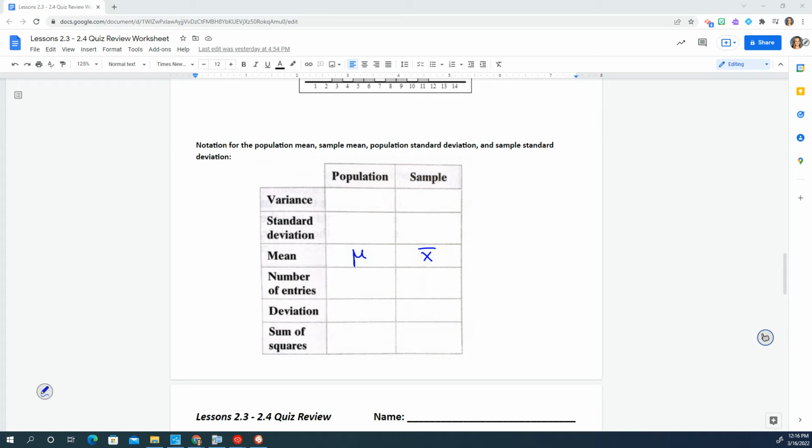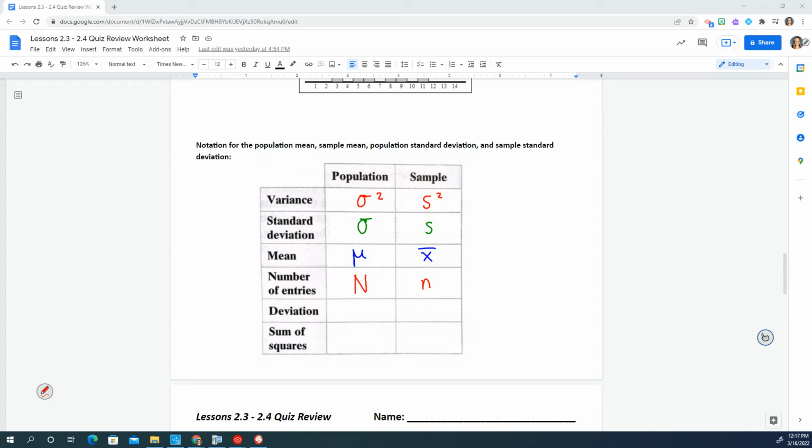Okay, standard deviation for a population is the one that looks like a little hat. And for a sample, that's s. That one's pretty easy to remember because sample starts with s. To finish filling this chart, the variance is the standard deviation squared. Normally we think of it as standard deviation being the square root of the variance, but that's the same relationship. For the number of entries, we typically use a capital N for a population and a lowercase n for a sample.